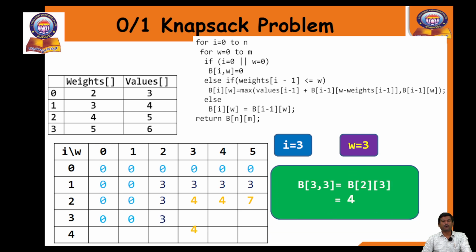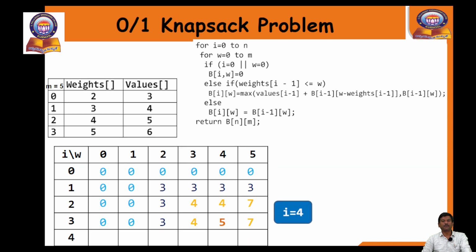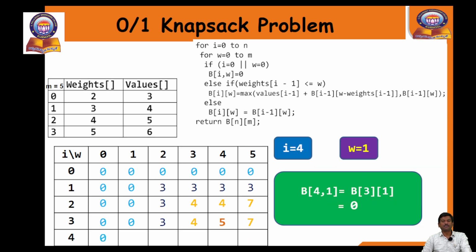And if the above condition fails, then in such cases you will be using the statement, that is B of I comma W equal to B of I minus 1 comma W. And this is how the values are generated for each cell. So once you get the last cell, that is B of 4 comma 5, you can obtain the value to be equal to 7.